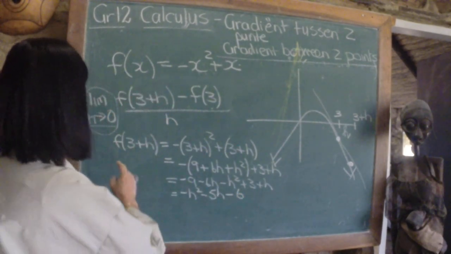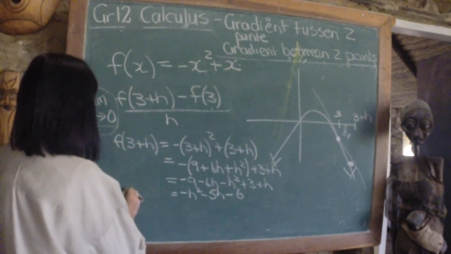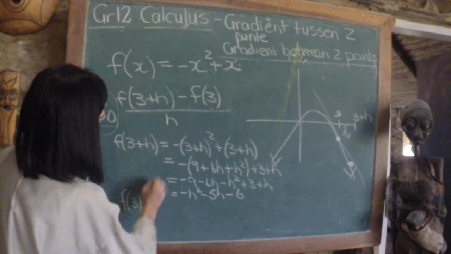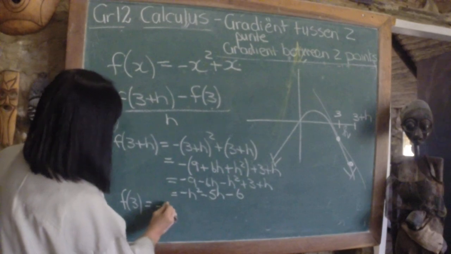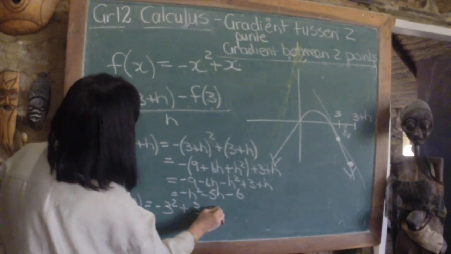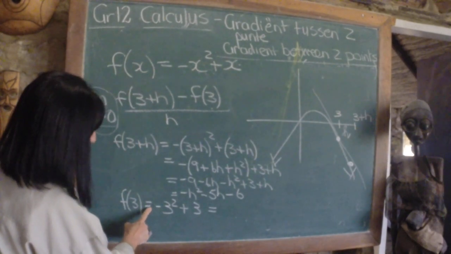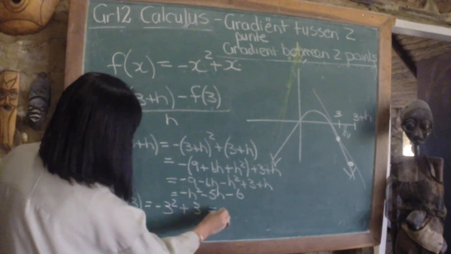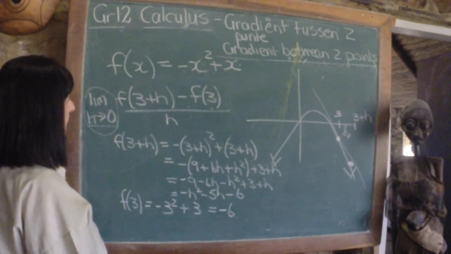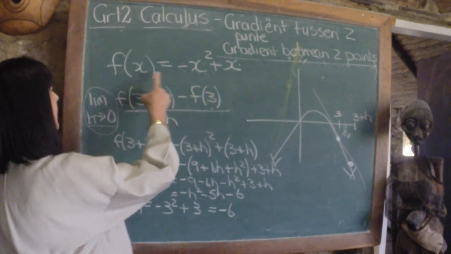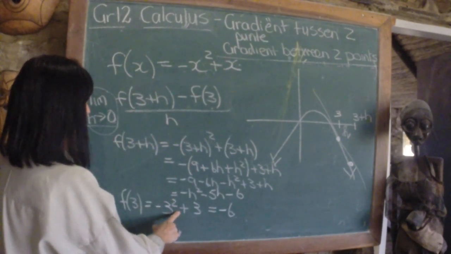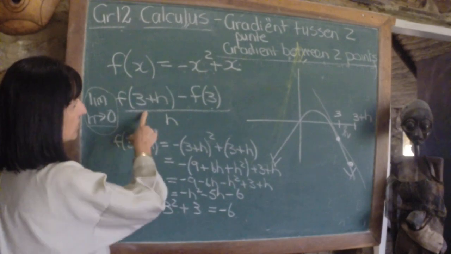Okay, then I need to determine the value of f(3). So we're going to put 3 in f's place, then it is minus 3 squared plus 3, and that gives me minus 9 plus 3, and that gives me minus 6. So let's get the average gradient between these 2 points by now substituting this into the formula.